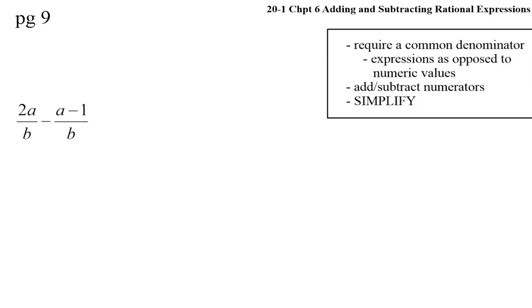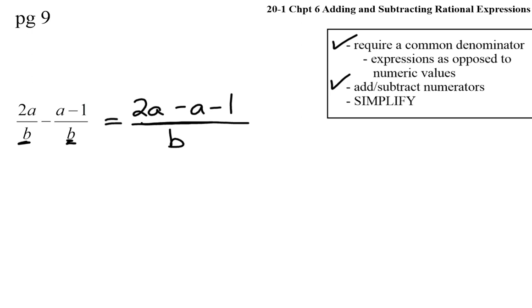Let's go back to the first one. First one, you have to be careful because of the subtraction. So again, first thing, require a common denominator. Denominator of b, denominator of b. Fantastic. We have a common denominator. We don't have to worry about it. What do we do now? We add or subtract the numerators. Well, here we have 2a subtract a minus 1.